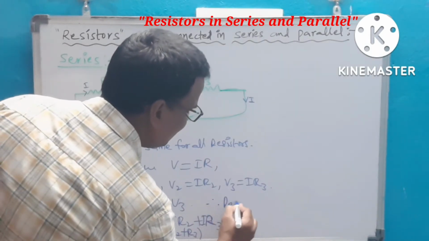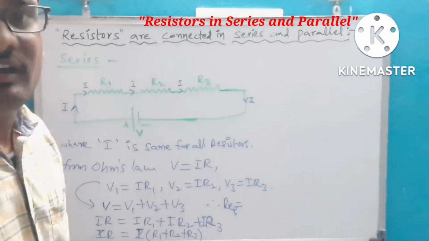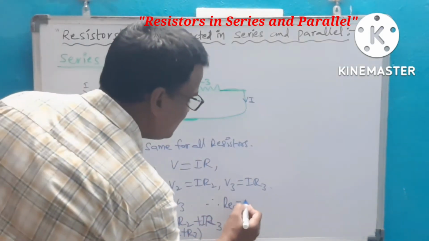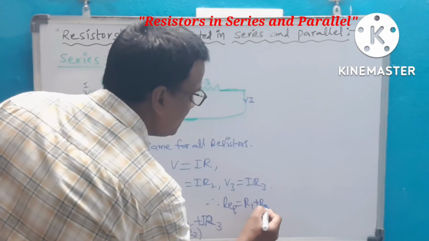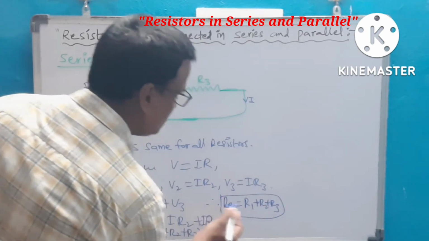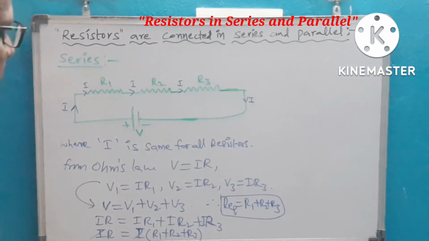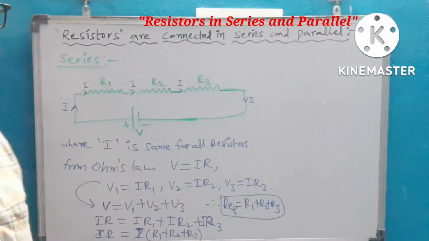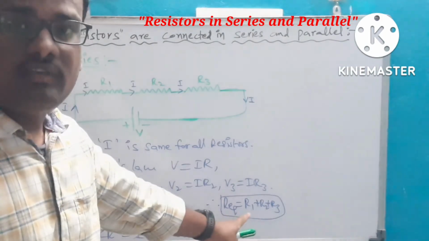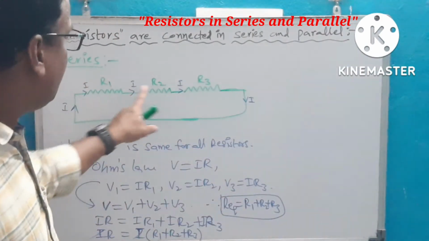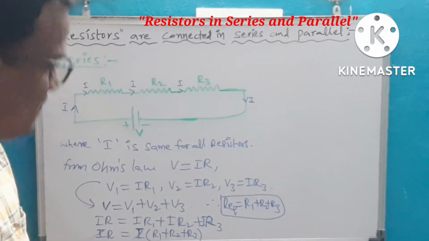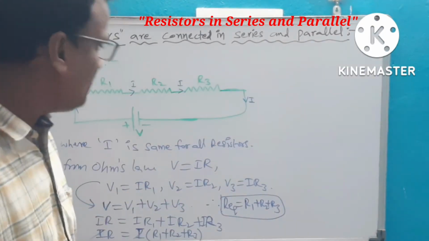The equivalent or effective resistance of the series combination is R1 plus R2 plus R3. So finally we get the effective resistance equation: R equivalent equal to R1 plus R2 plus R3 and so on. This is about the series combination.